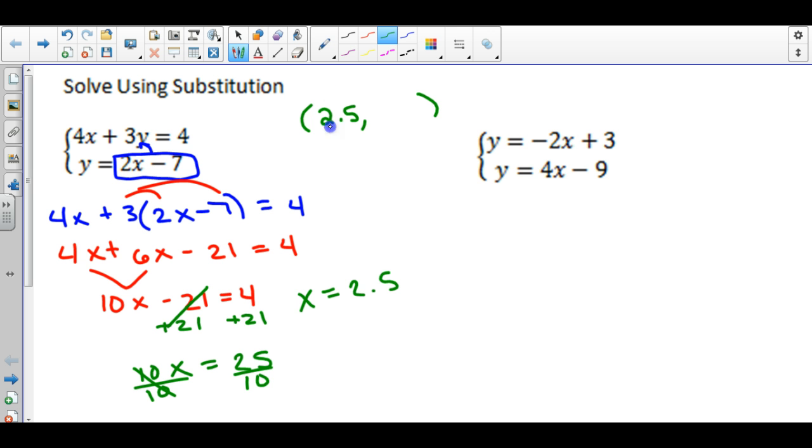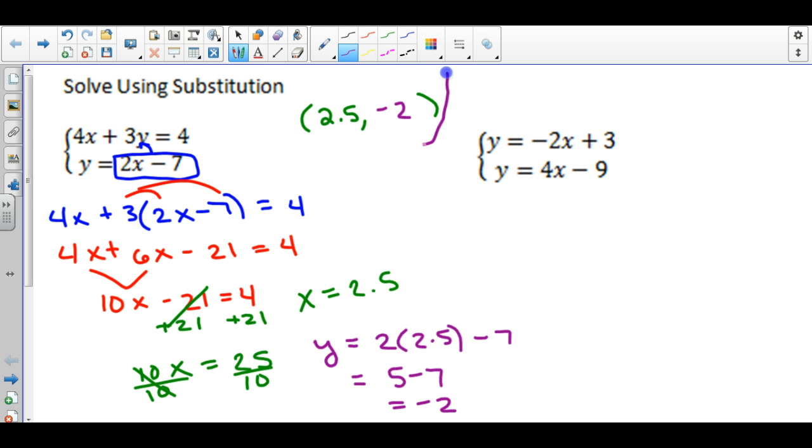So what we really need now is the y part of the coordinate. So I'm going to take my x value, and it really doesn't matter what equation you substitute it back into. I highly recommend putting it into the bottom equation and substituting it in for x down here, because y is all by itself. So y equals 2 times our x value of 2.5 minus 7. 2 times 2.5 is 5, and 5 minus 7 is negative 2. So our x value was 2.5, and now our y value for that coordinate is negative 2.